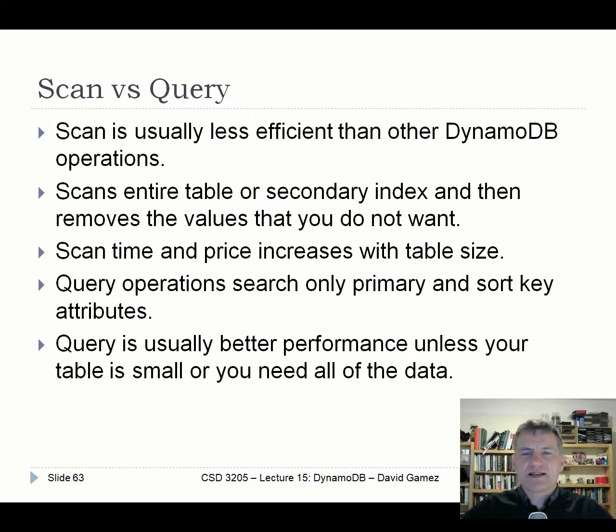So as I said, scan's less efficient than other DynamoDB operations. So query can be mind-blowingly efficient and quick. Scan is not necessarily, yeah? Because it scans the whole table or secondary index and removes the values you don't want. And obviously you're paying for every single time you touch that data in some way. So you want to touch that data as little as possible, so use queries and indexes whenever possible. Because query indexes at least only cost you storage, which is generally pretty cheap, whereas scanning is accessing stuff, and that's generally more expensive. And query is going to give you better performance as well, unless you've got a tiny amount of data, or you need all the data anyway.